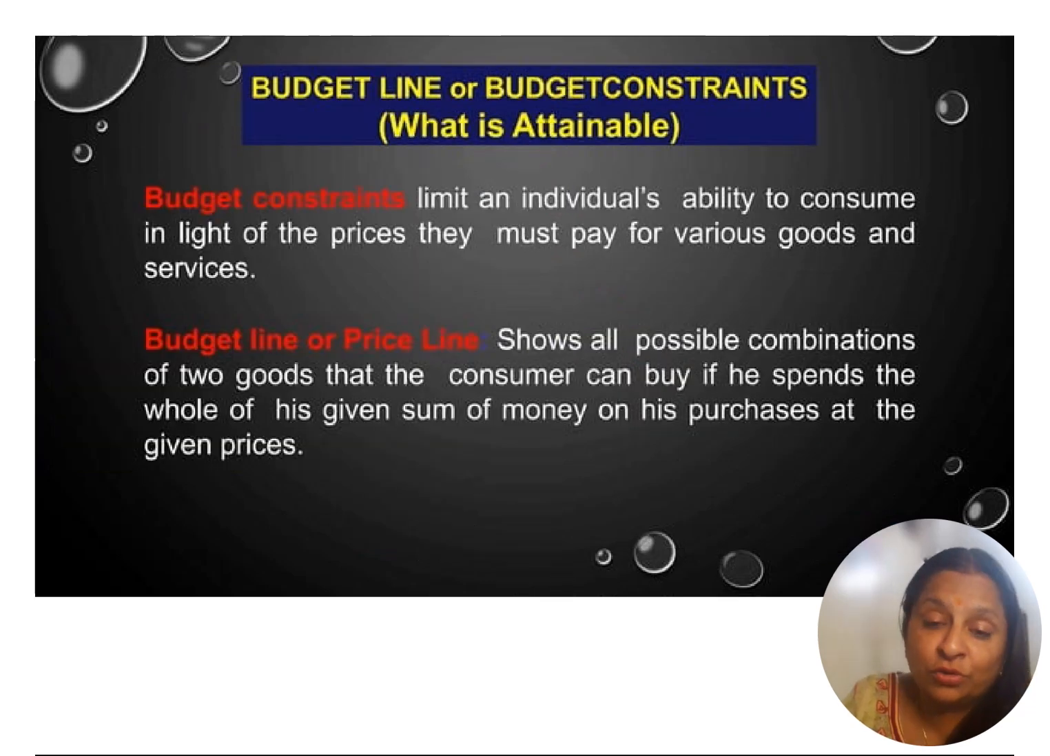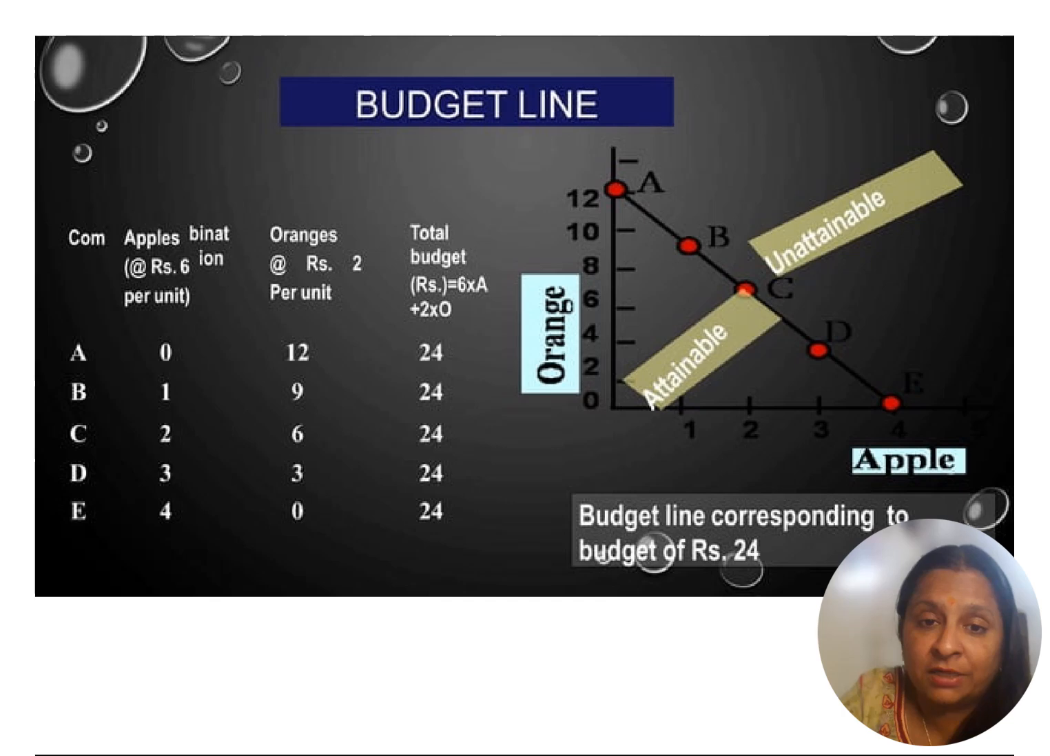But the question is where the consumer is in balance. So the consumer is in balance at the point where I am more satisfied. So for keeping my balance, I need the budget constraint. Budget constraint means the budget line, the line on which I can spend on both products. So here it shows the budget line.